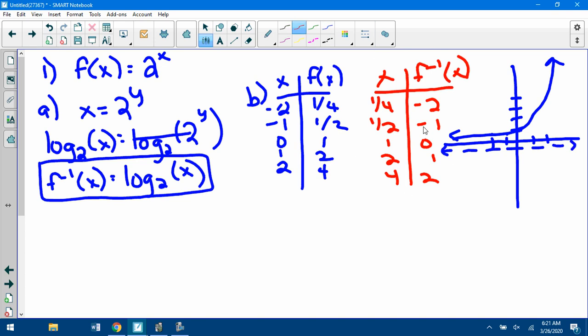For f inverse, I have 1/4, -2, be right about there. 1/2, -1; 1, 0; 2, 1; and 4, 2. And make sure when you draw that graph, you don't go over its asymptote, which would be x equals 0.